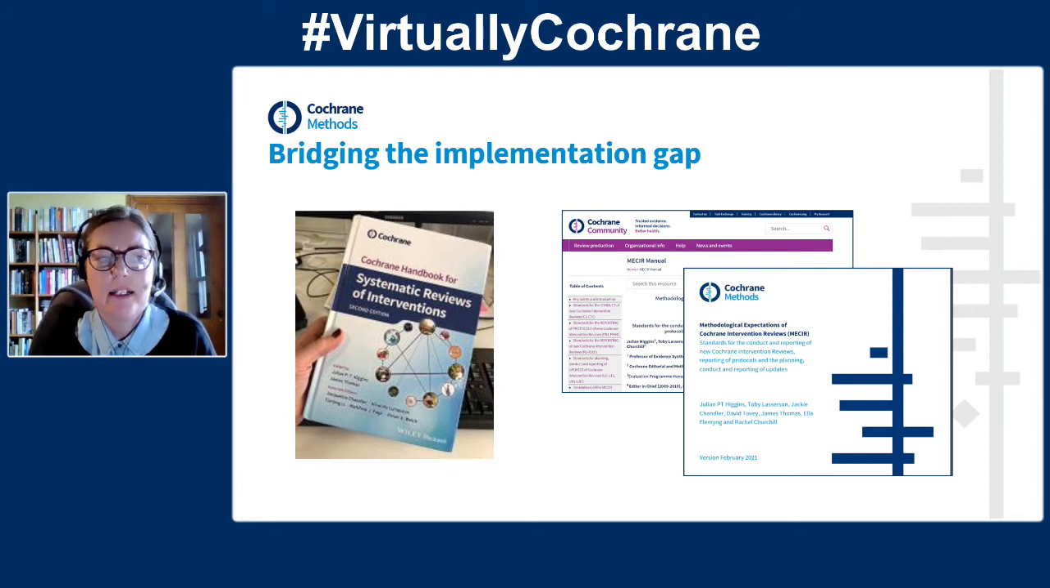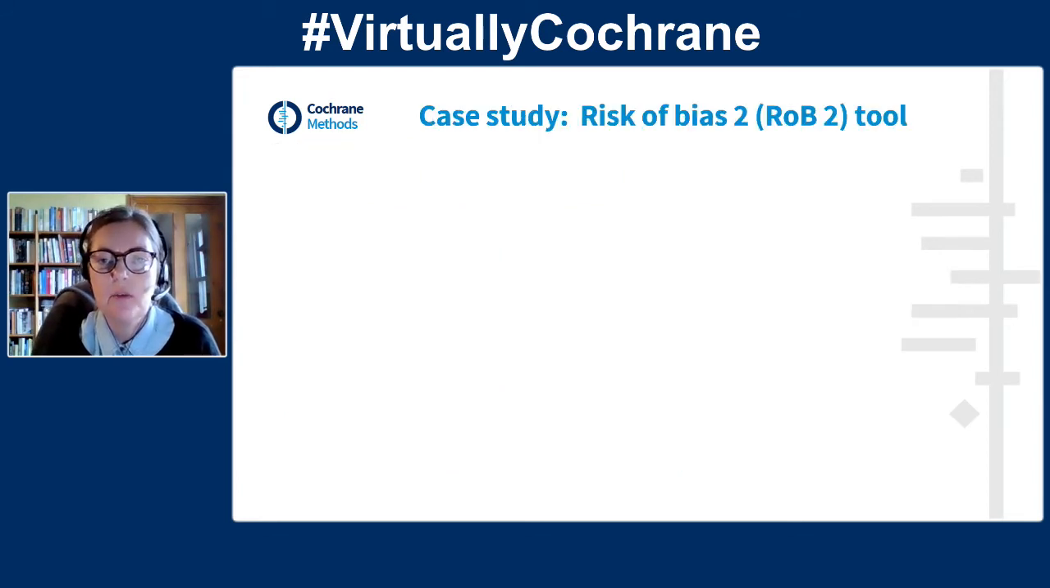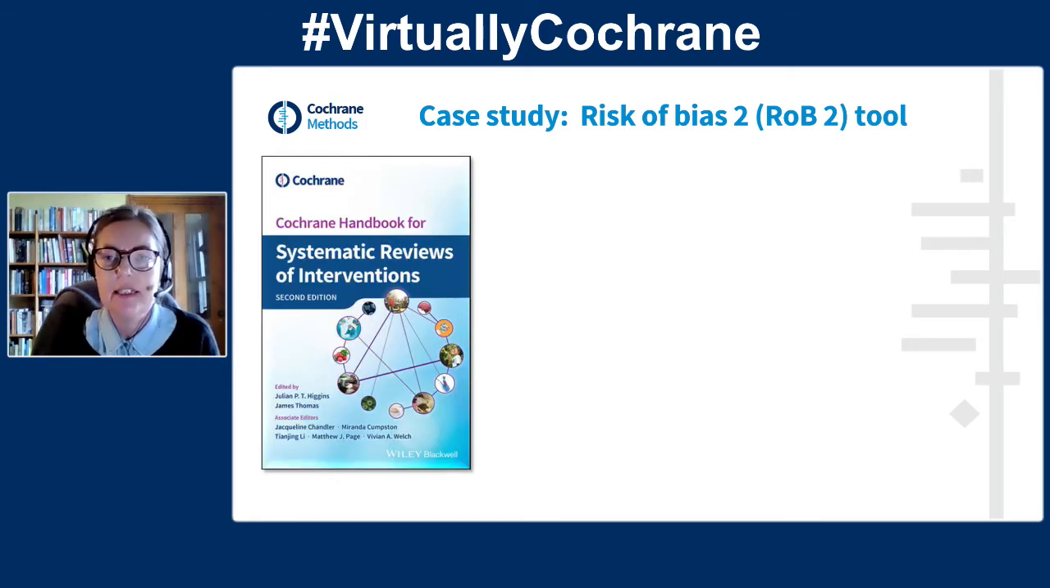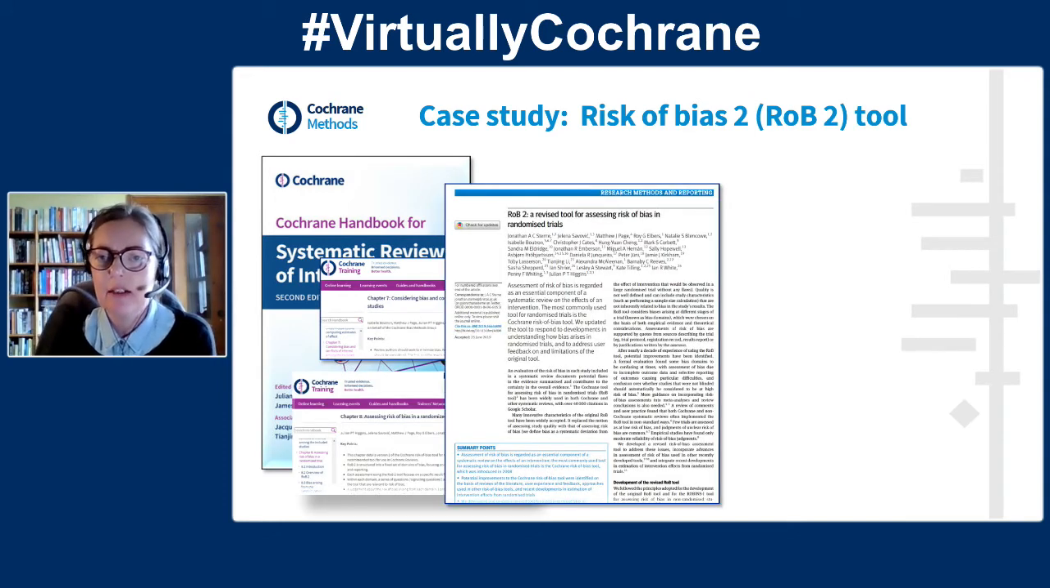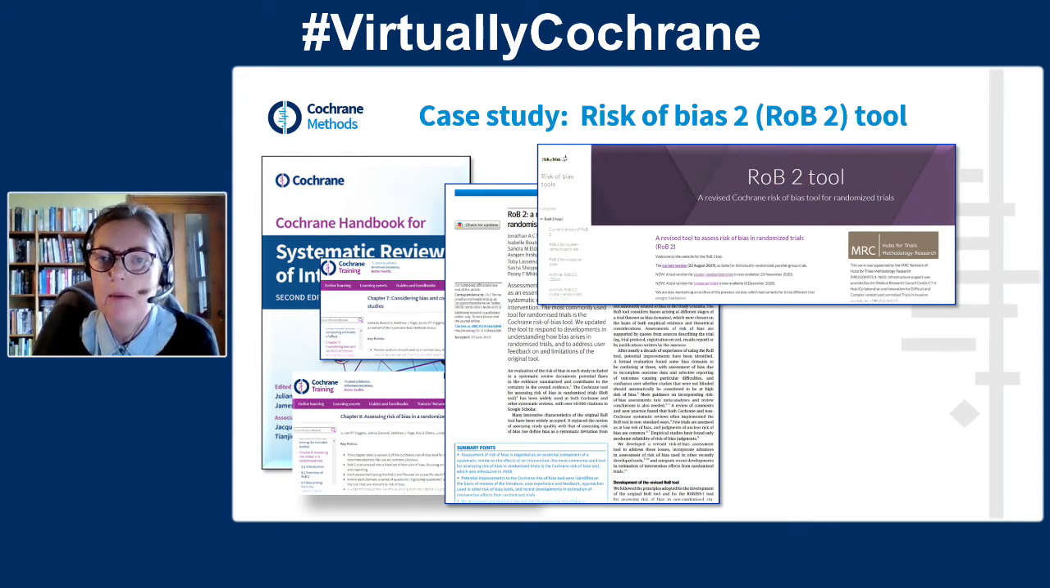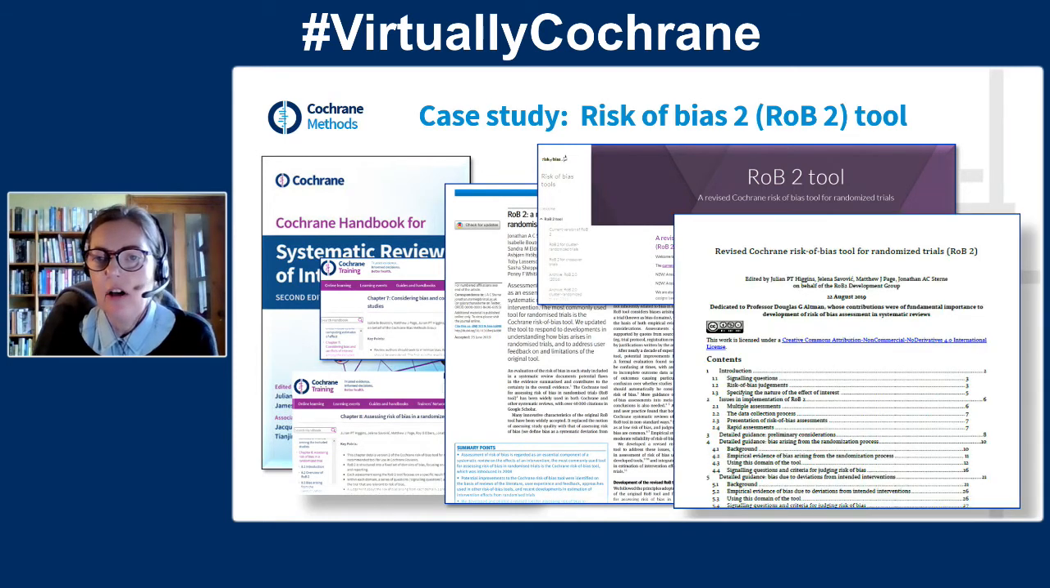So I'm going to just talk about a case study for this, which is we worked on the Risk of Bias 2 tool. So this was a tool that was published in 2019 in the BMJ and is covered in chapters 7 and 8 in the Cochrane Handbook. There's a lot of material available already for authors and editors, including a dedicated website for ROB2, and that includes detailed guidance for authors, and so there really is a lot of material already out there.